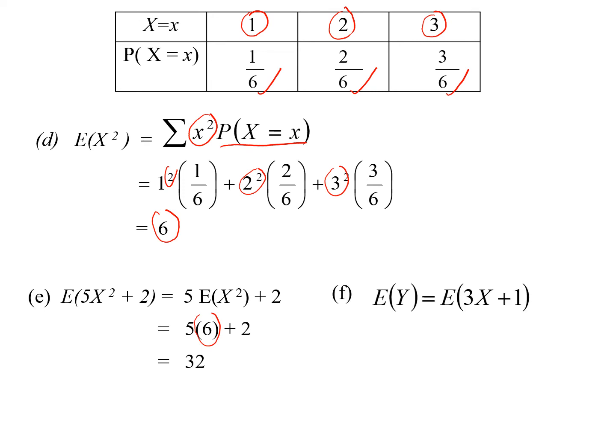For part F, E(Y) equals E(3X plus 1). So we use the properties of the expected value. We will get 3E(X) plus E(1), where E(1) is 1. Then the expected value we get from part B, 7 over 3, times the value 3. Finally, we will get E(Y) equals 8.